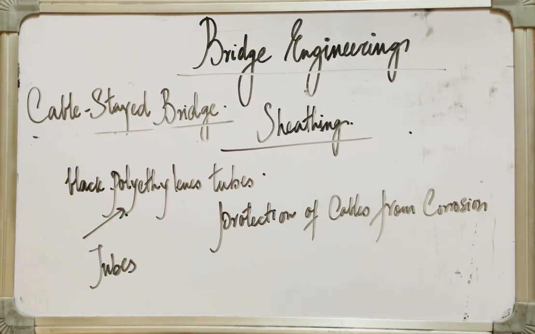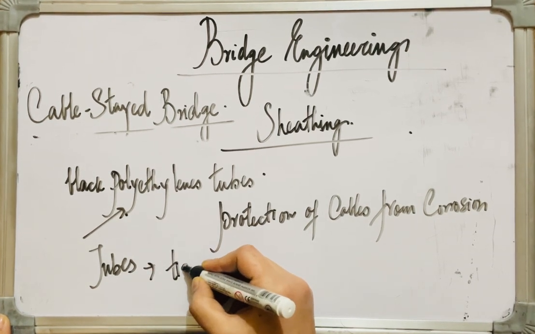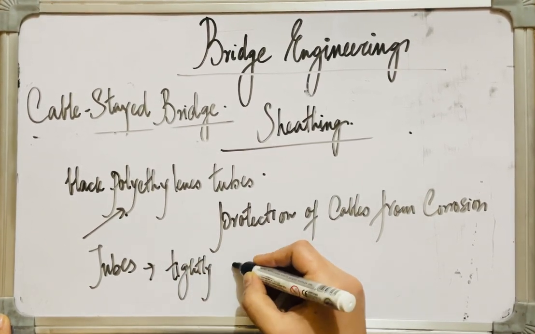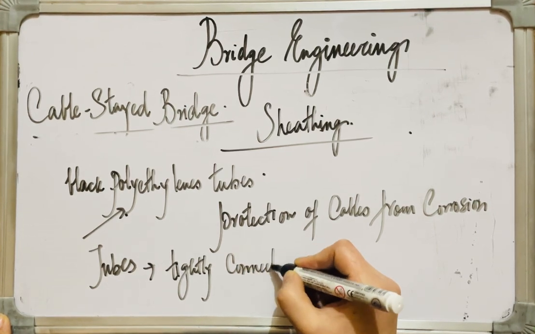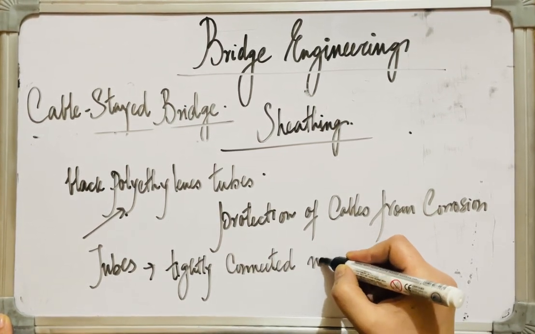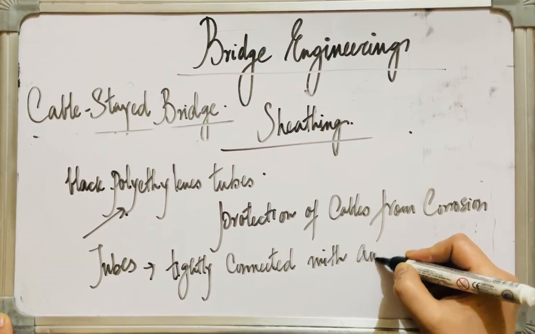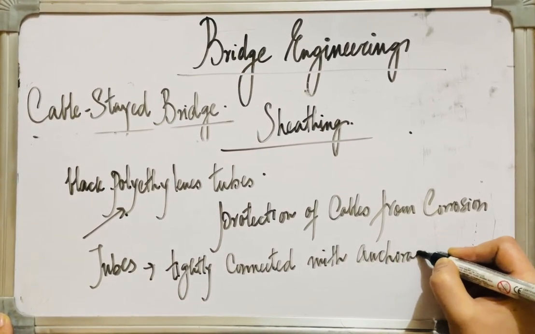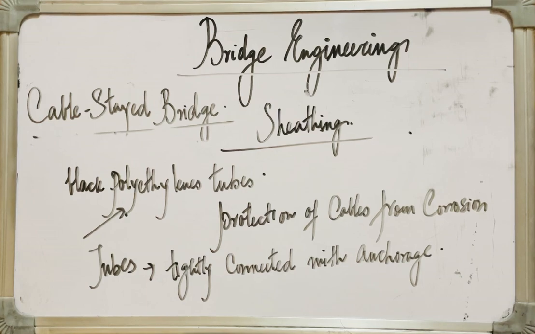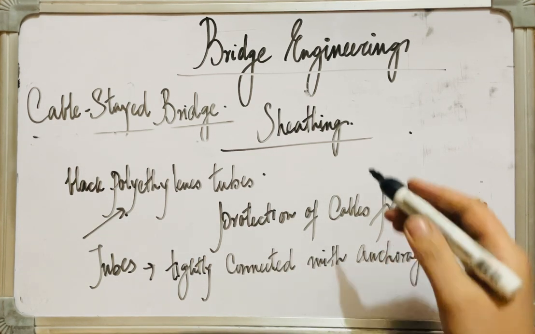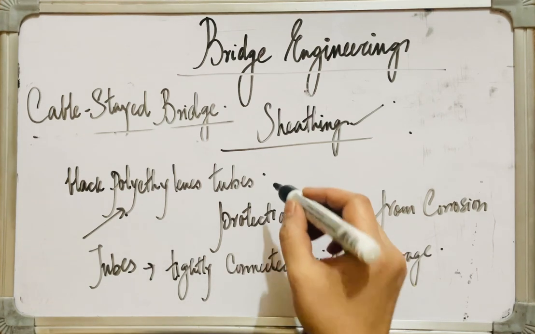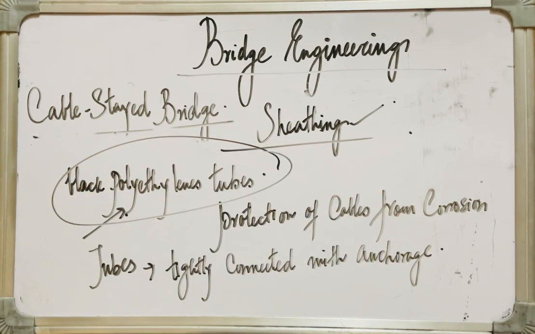and those tubes are also tightly connected with the anchorages. The anchorage at the one end is done with the tower, and at the other end is done with the main girder or the bridge deck itself. So for the purpose of protection of these cables from corrosion, we go for sheathing, and sheathing is done by means of black polyethylene tubes.